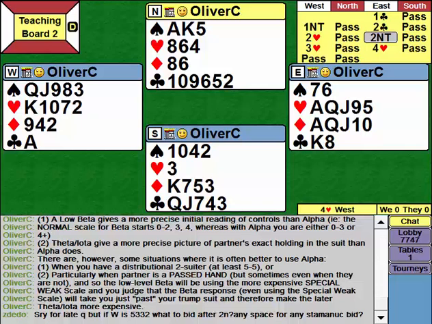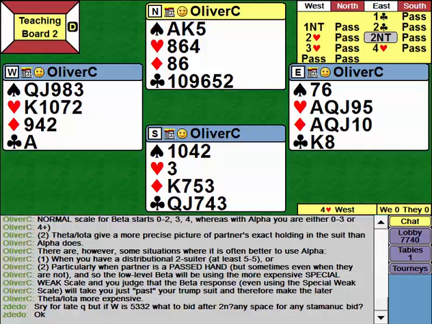The other time when it can be more efficient to use alpha is when responder starts to think about the responses they might get to a low-level beta. You might judge, for example, that the response to beta is going to take you just beyond your suit. In other words, your theta or iota is going to be very expensive over the beta response. That does happen quite often, particularly when you've had a one spade response and you've got a red suit that you want to ask about.